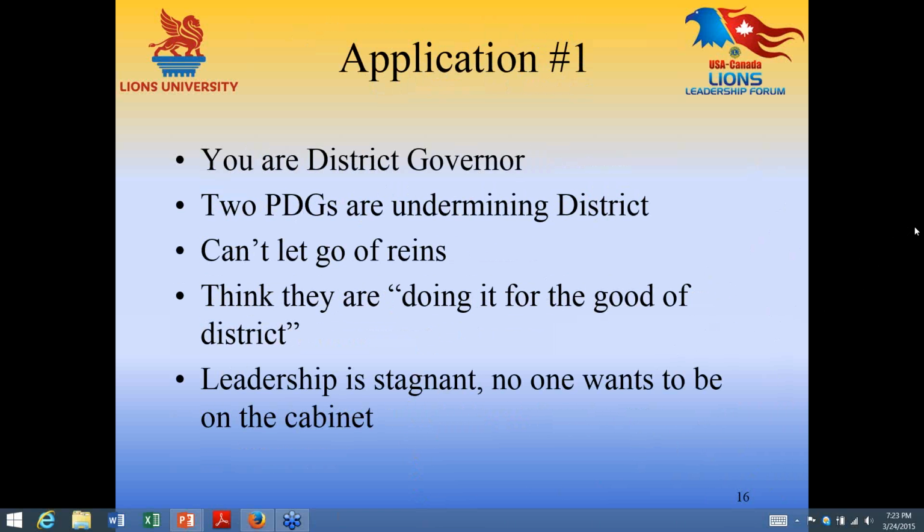You might want to sit down with them and ask them what they feel are the problems in the district and what they think could be done to make the district better. And then give them an assignment or a committee to help do that.